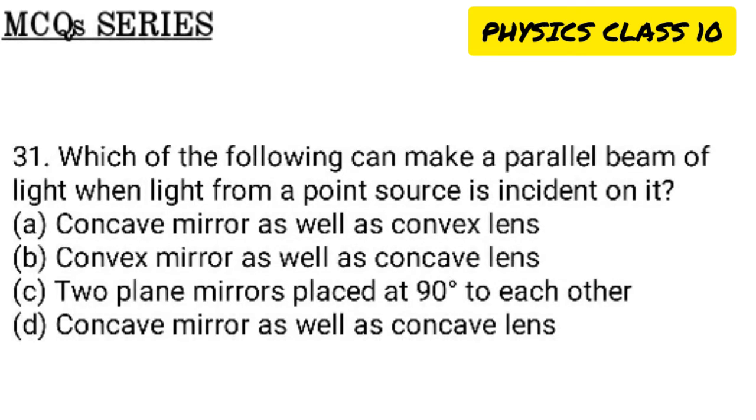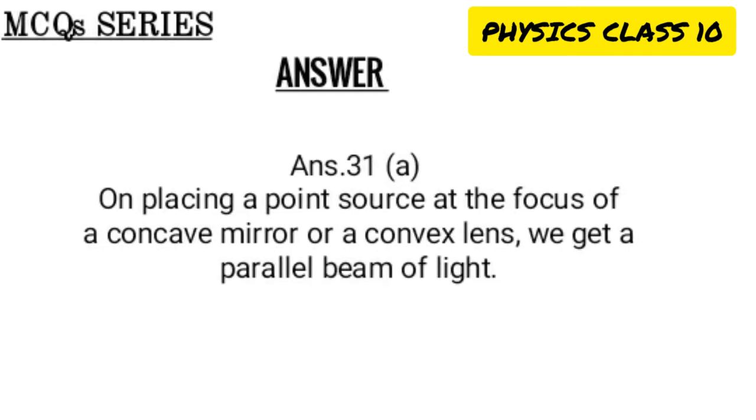Now question 31. Which of the following can make a parallel beam of light when light from a point source is incident on it? Concave mirror as well as convex lens, convex mirror as well as concave lens, two plane mirrors placed at 90 degrees to each other, concave mirror as well as concave lens. For this, option A is correct.